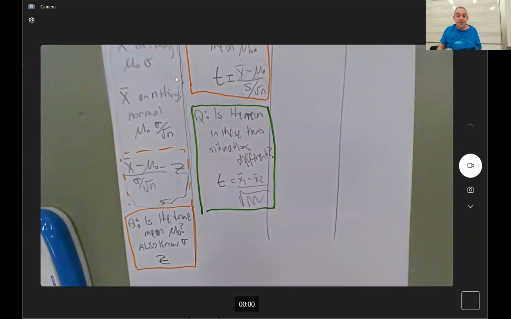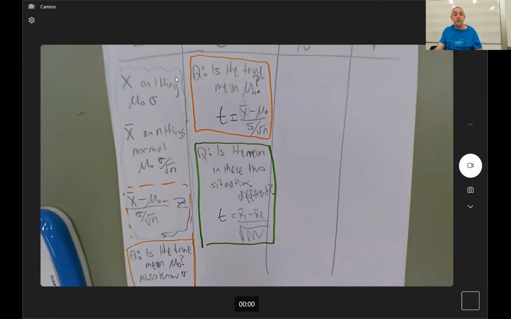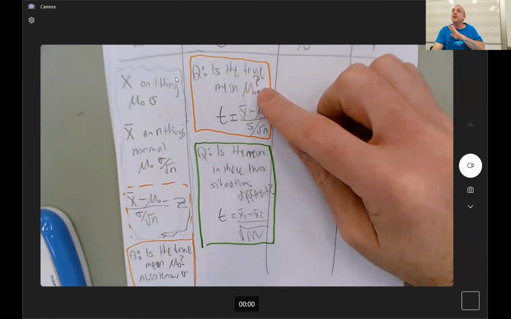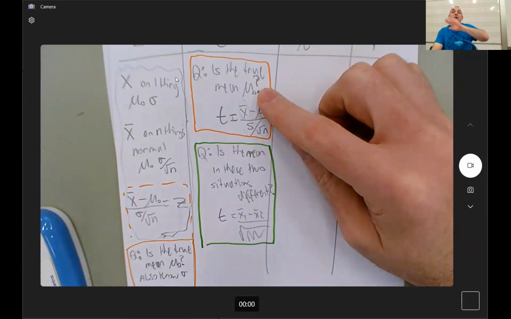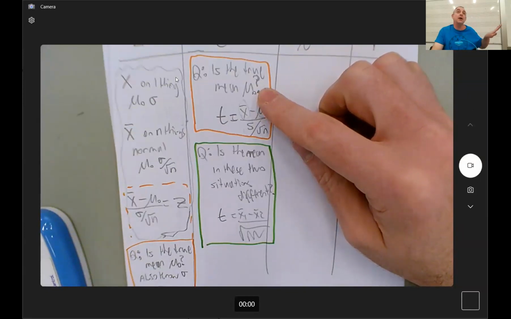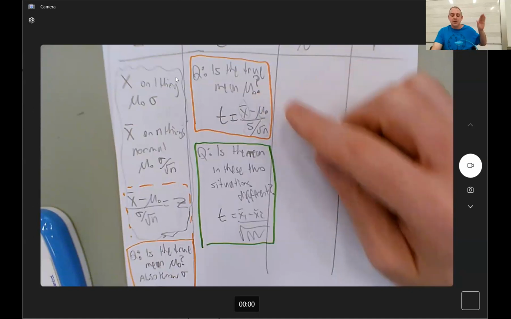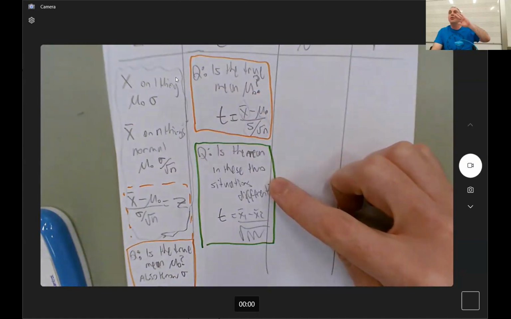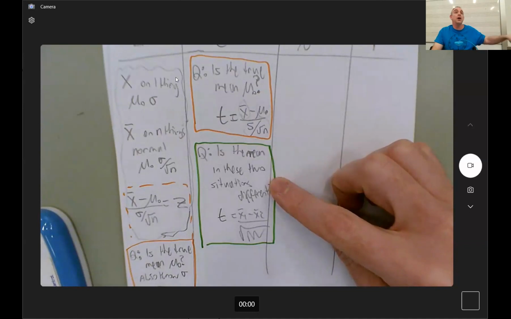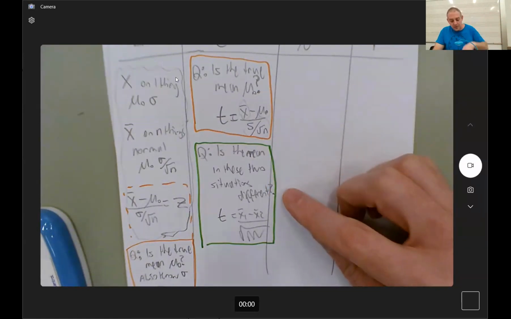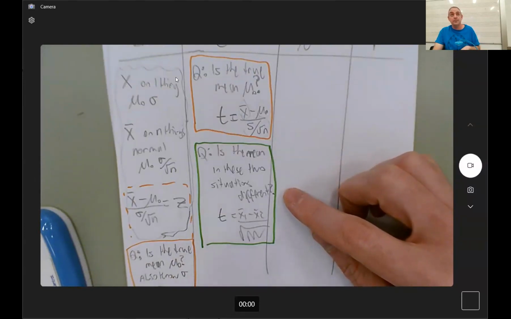I just want to point out the difference between these two stories. In this story, I'm just asking about one number. I only have one situation. I have one number. What is that number? Is it equal to a particular mu naught? In this question, I've got two different situations, and I want to know whether the mean is different in those two different situations. That's this one here. It's all about the question that you're trying to answer.